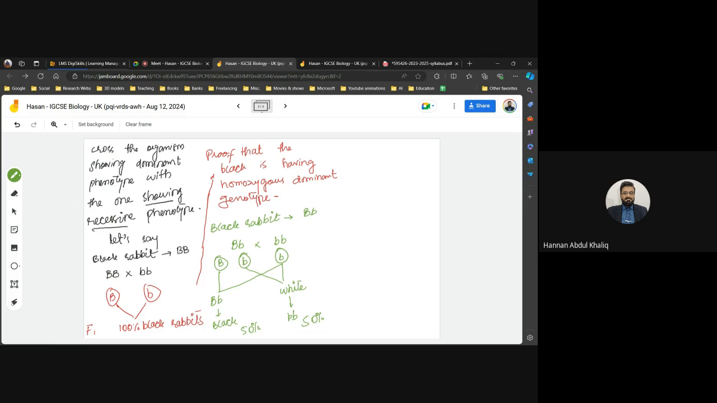Okay, it means that in a test cross, if you are provided with an organism showing the dominant phenotype and you don't know the genotype, just cross it with the one showing the recessive phenotype. If their offsprings are 100% dominant, it means that the black one has both alleles dominant. We are basically trying to prove this genotype. If the offsprings are 100% black, it means the unknown genotype is homozygous dominant. And if the offsprings are showing 50% black and 50% white, it means the unknown genotype is heterozygous.